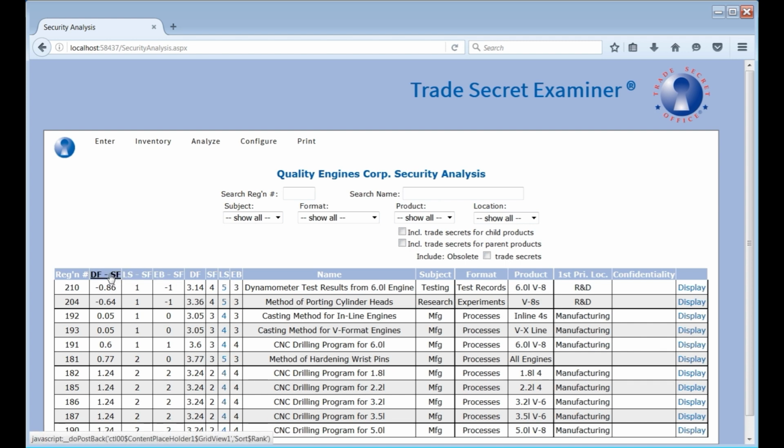So let's look at these. These are our analysis factors here. The defendability factor minus the security factor. Now for our new trade secret, it says that the defendability factor is a 3.14. What's the defendability factor? Let's go back and look at that for a moment.